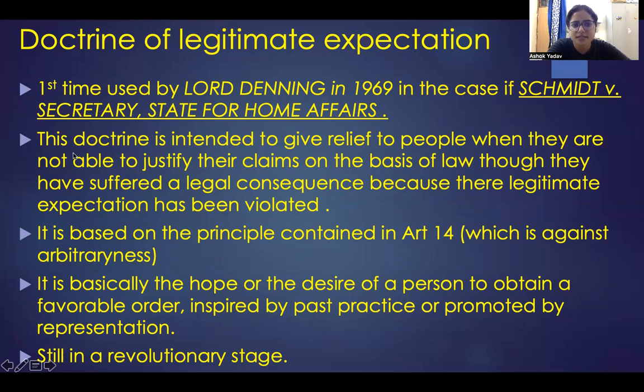So by this doctrine, it is intended to give relief to people when they are not able to justify their claims on the basis of law, though they have suffered a legal consequence because their legitimate expectations have been violated. That is, the people have suffered some legal loss, but they are not able to get the relief which they really wanted because they are not able to justify their claims on the basis of law, as their legitimate expectation was violated, right?